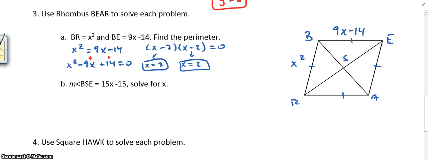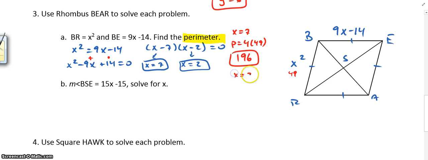Now, the second part of this problem wants us to find the perimeter. Well, since we have two solutions, we're actually going to have two different answers, two different perimeters. So I'm just going to use this side. 7 squared we know is 49. All the sides of a rhombus are the same, so we know it's 49 times 4. So when x equals 7, the perimeter is 4 sides of side length 49, which gives me 196 units when x is 7.